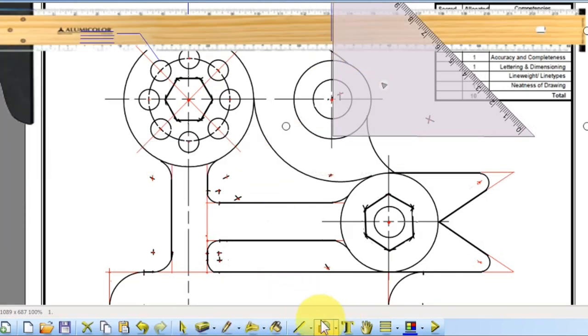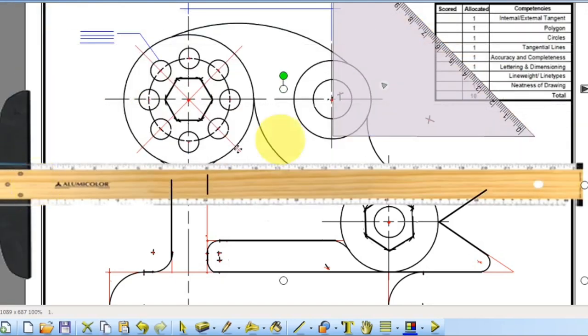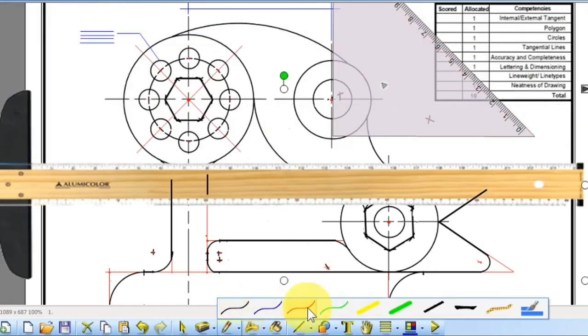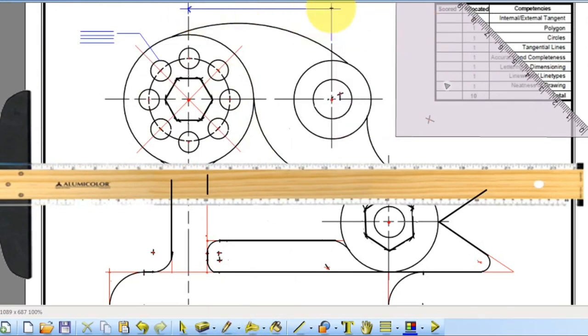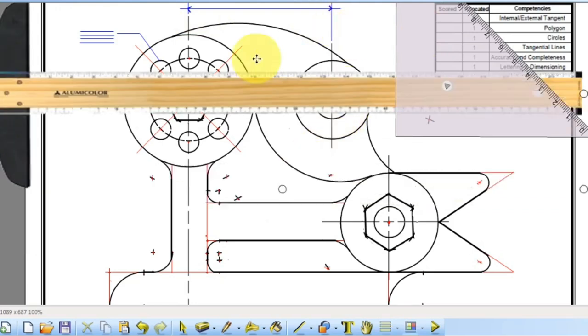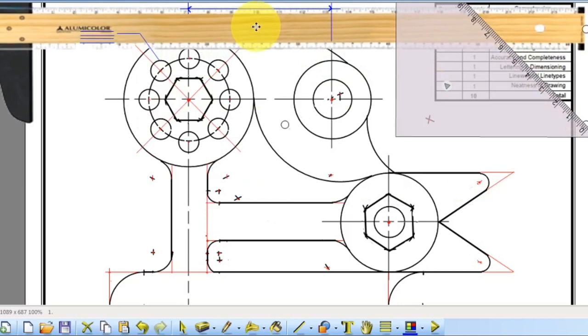And then, alright. Now, intersection 1, 2. 1, 2. Okay, guidelines. One and another one on top.